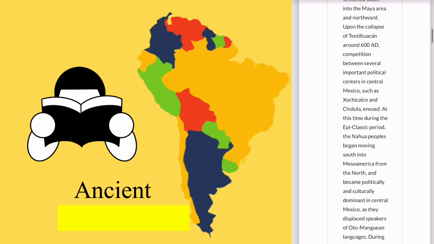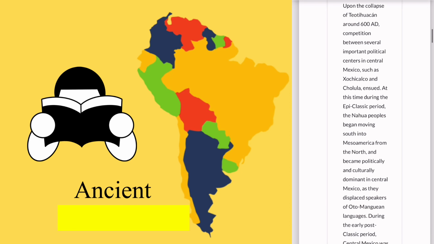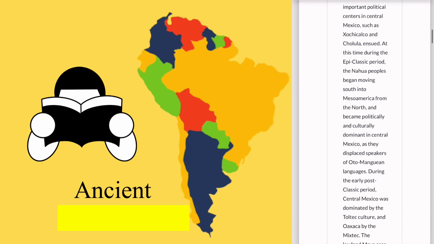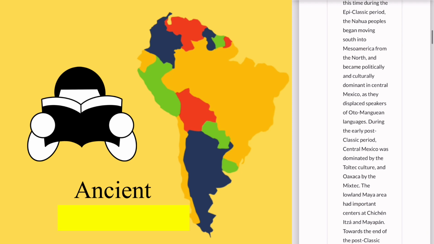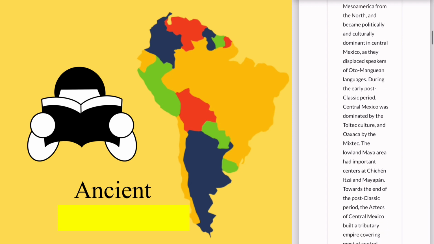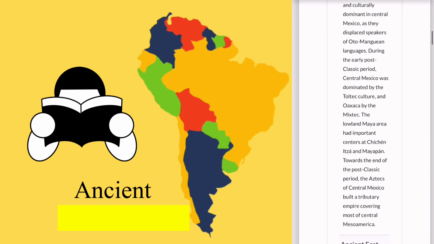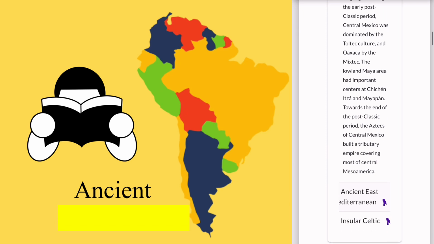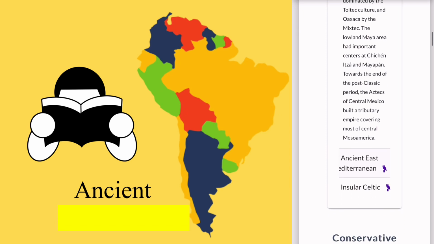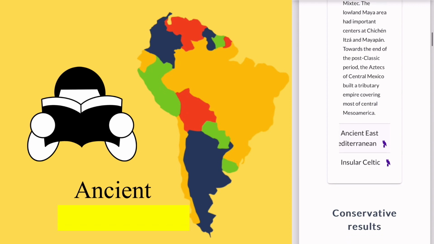During the early post-classic period, central Mexico was dominated by the Toltec culture, and Oaxaca by the Mixtec. The lowland Maya area had important centers at Chichen Itza and Mayapan. Towards the end of the post-classic period, the Aztecs of central Mexico built a tributary empire covering most of central Mesoamerica.